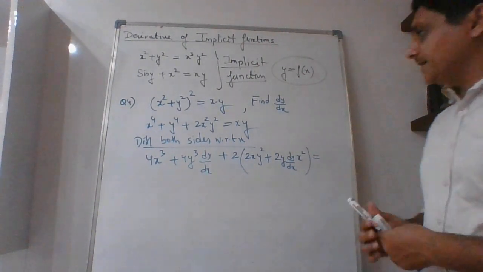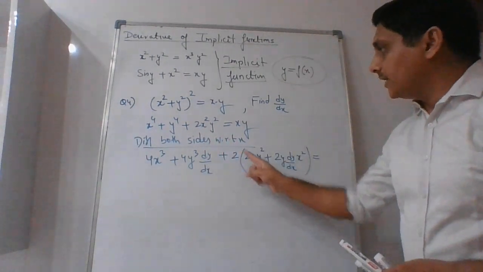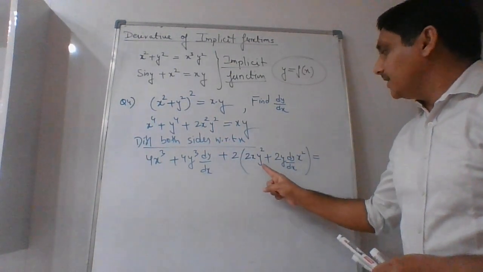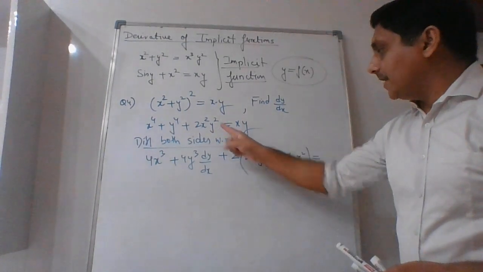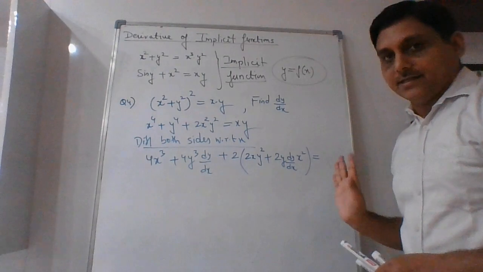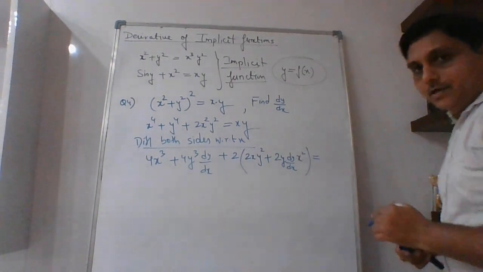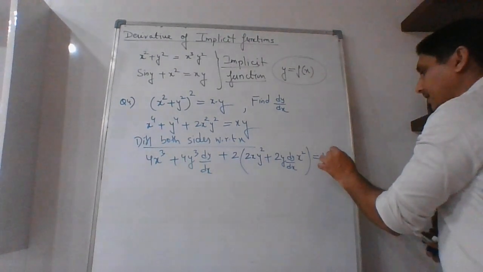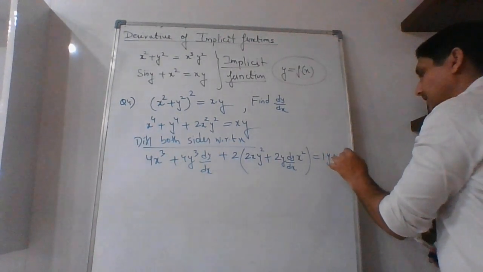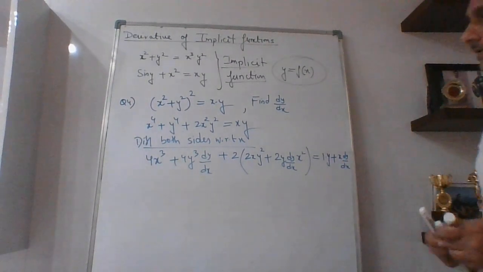So let me explain you once again. I had taken this 2 outside, the derivative of x square is simply 2x, y I had written as it is. After that, I had taken the derivative of y square, so it will be 2y dy upon dx, and I had written this x square as it is. Now on this side, you need to apply product rule. So when you apply product rule, your output will be 1 into y plus x into dy upon dx.